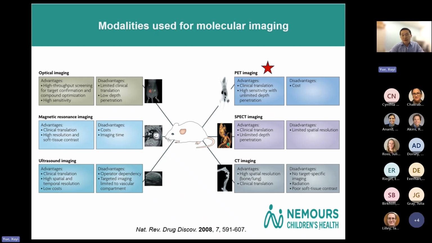Most of the imaging modalities can be translated to human research or practice, particularly MRI, ultrasound, and CT. Optical imaging has less clinical use because of limited penetration and quantity yield. So today we are focused on PET imaging, which is used clinically, and SPECT imaging for preclinical research.